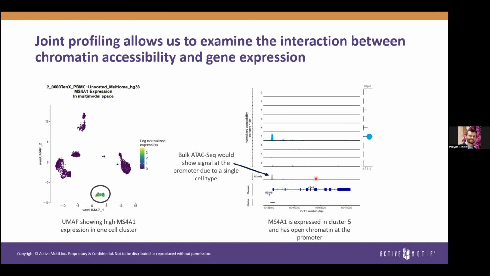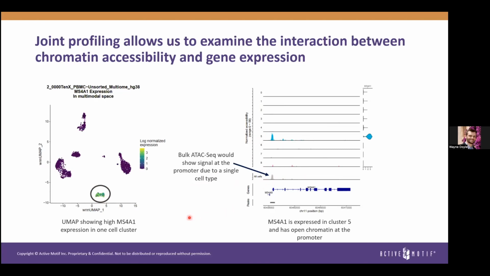But if we were looking at that data and we were just doing a bulk ATAC profiling, we may have interpreted, okay, I've isolated my sample. I'm seeing this really strong peak at MS4A1. That must mean that every cell in my sample has open chromatin at MS4A1. When in reality, it's just a subset, and based off the number of cells that we're working at, actually a fairly small subset of the total cells that are driving this open chromatin.